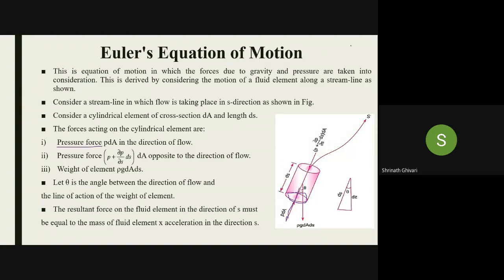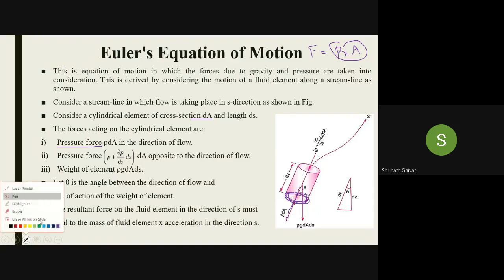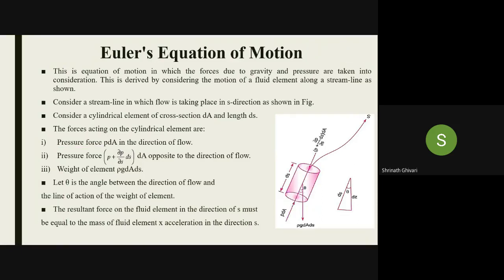As I have told you previously, force due to pressure is pressure into area. So pressure P is acting on the area dA. As I have told, the cross section is dA. The pressure force acts as PdA in the direction of the flow. So the force is acting perpendicular to this area.